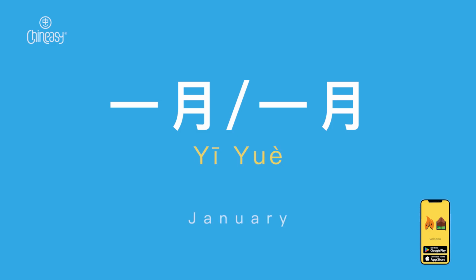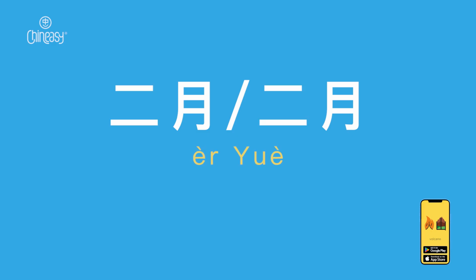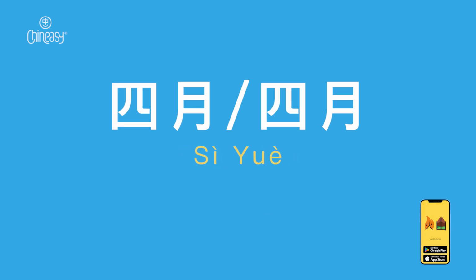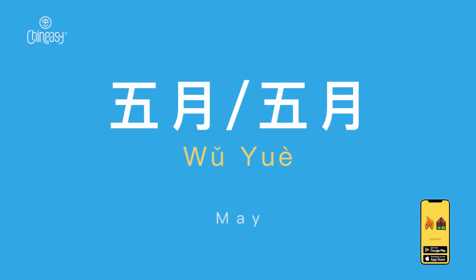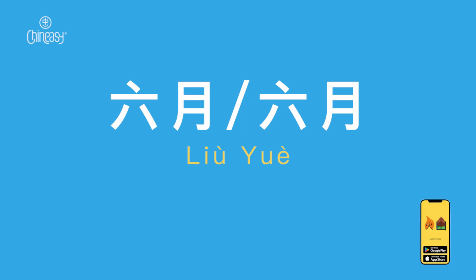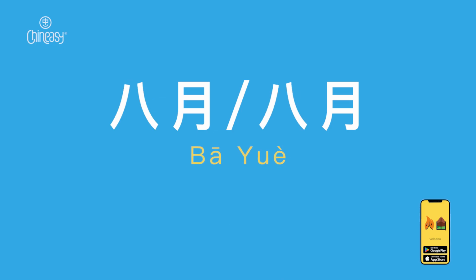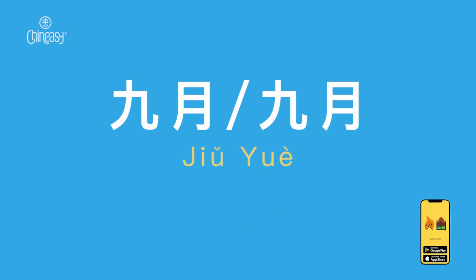So they start from the same place. January, 1月. 2月 must be February. 3月 is March. 4月, April. May is 5月. 6月 is June. 7月 is July. 8月 is August. 9月 is September.